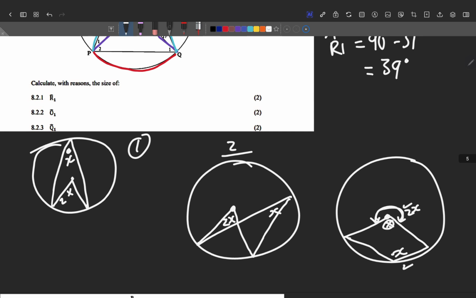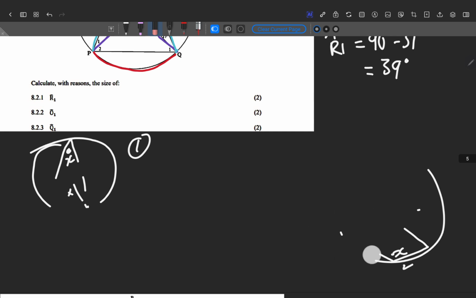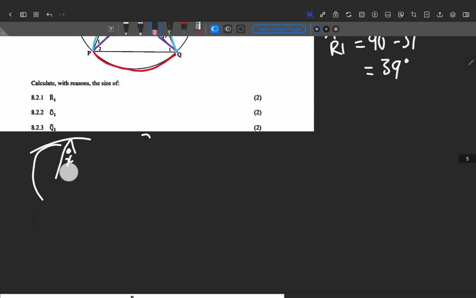So these are the three scenarios when it comes to the angle at the center is twice the angle at the circumference theorem. Hope you guys have understood it. I really hope you guys have understood it. If you haven't, just comment down below and I'll make separate videos for all the theorems.